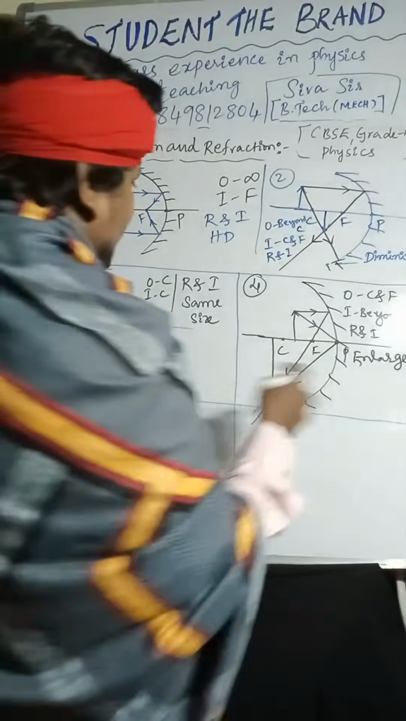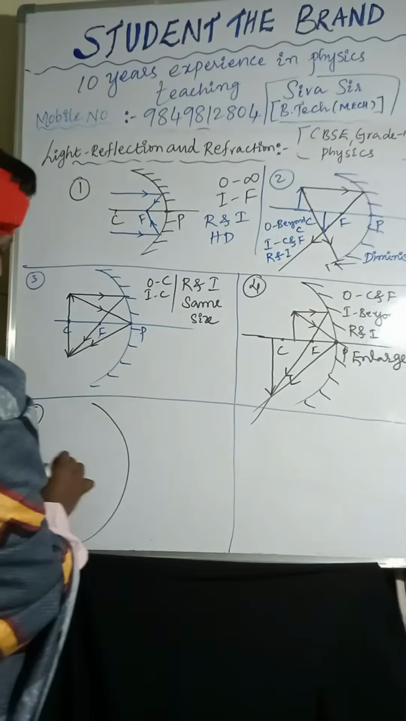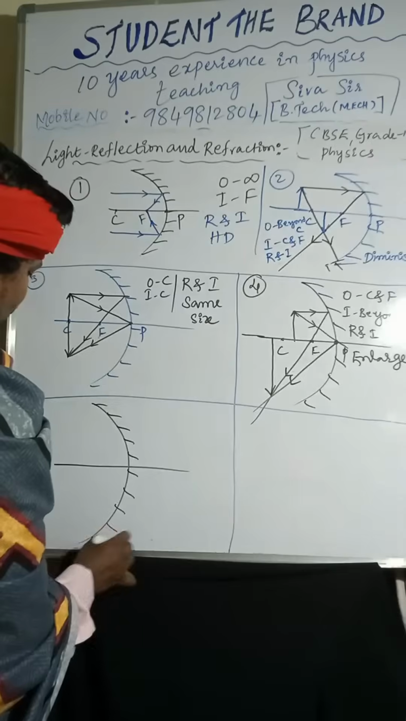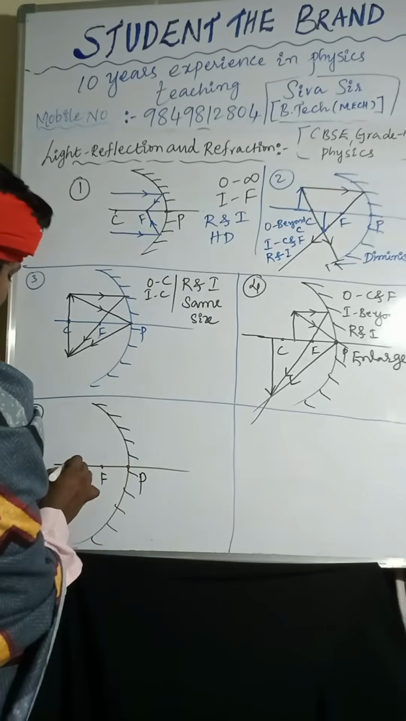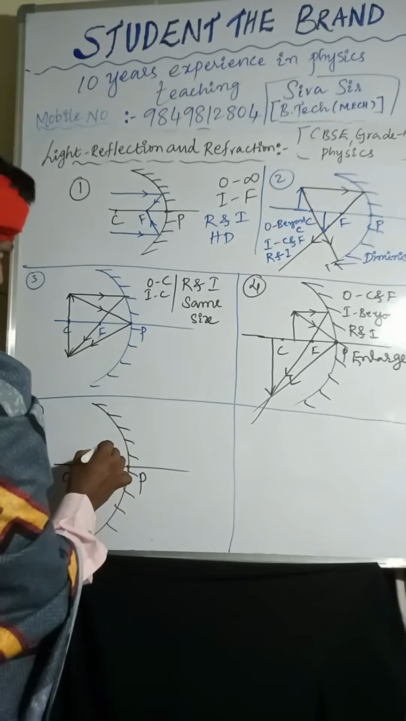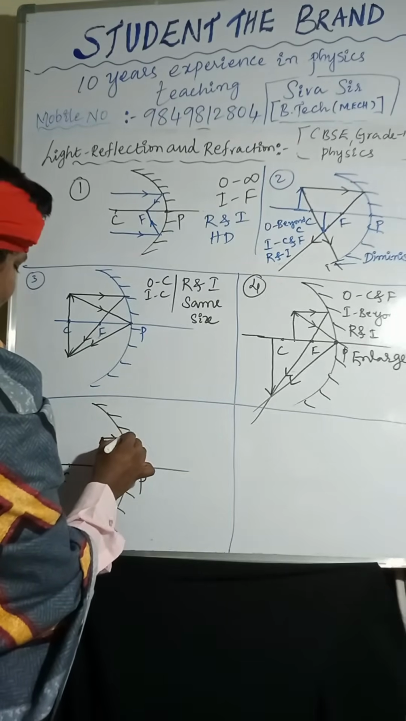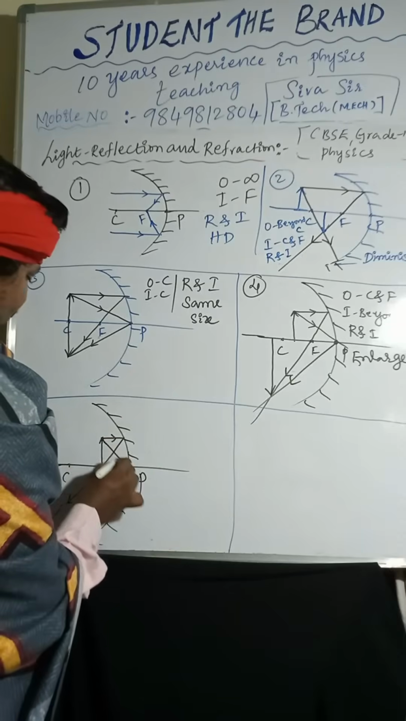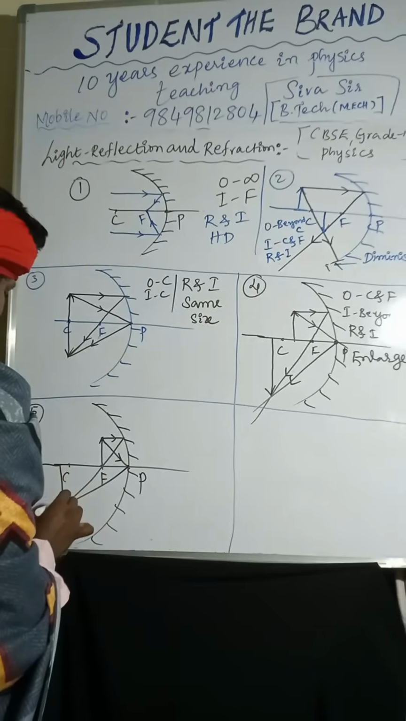Okay. So coming to the fifth one. Fifth one I am taking. Object is placed. So this is the pole. Focus. Center of curvature. Object is placed at F. So one light I am taking like this, passes through focus. Another light ray is incident at the pole, reflects back. Okay. So these light rays will meet.